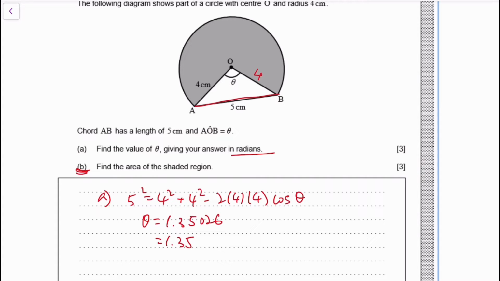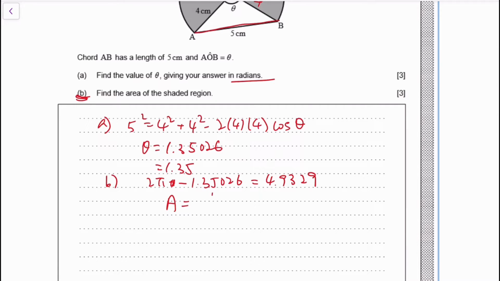For the area of the shaded region, we'll need the outside angle, so it's 2 pi minus that. 4.9329, and therefore the area is area of a sector, half radian radius squared. Radius is 4, I believe. So that's it. Nice and easy. Too easy, in fact.